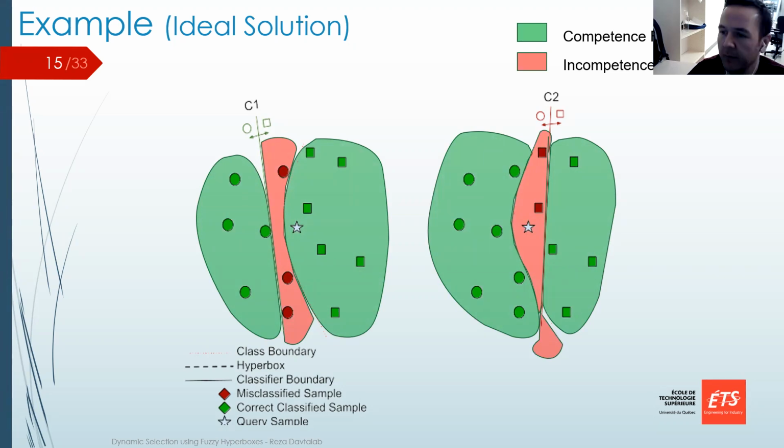So we will have something like this, some green areas and some red areas. As you can see, the green areas are the regions where the related classifier is more competent, and the red ones are the areas where the classifier couldn't work well. If the query sample falls in the green area of a classifier, it means the classifier is competent to classify the sample. And if the sample falls in the red area, it means that the related classifier is not competent to classify the sample. We want to simulate this area using fuzzy concepts, which are called fuzzy hyperboxes.